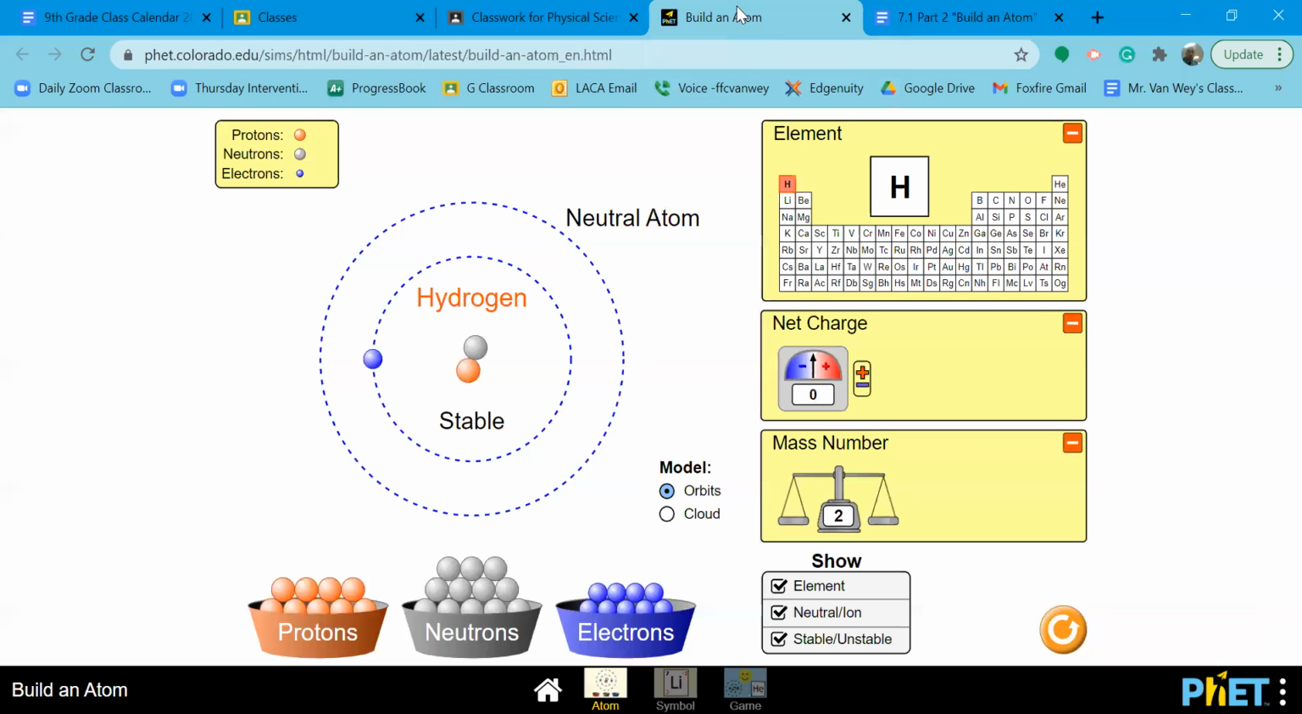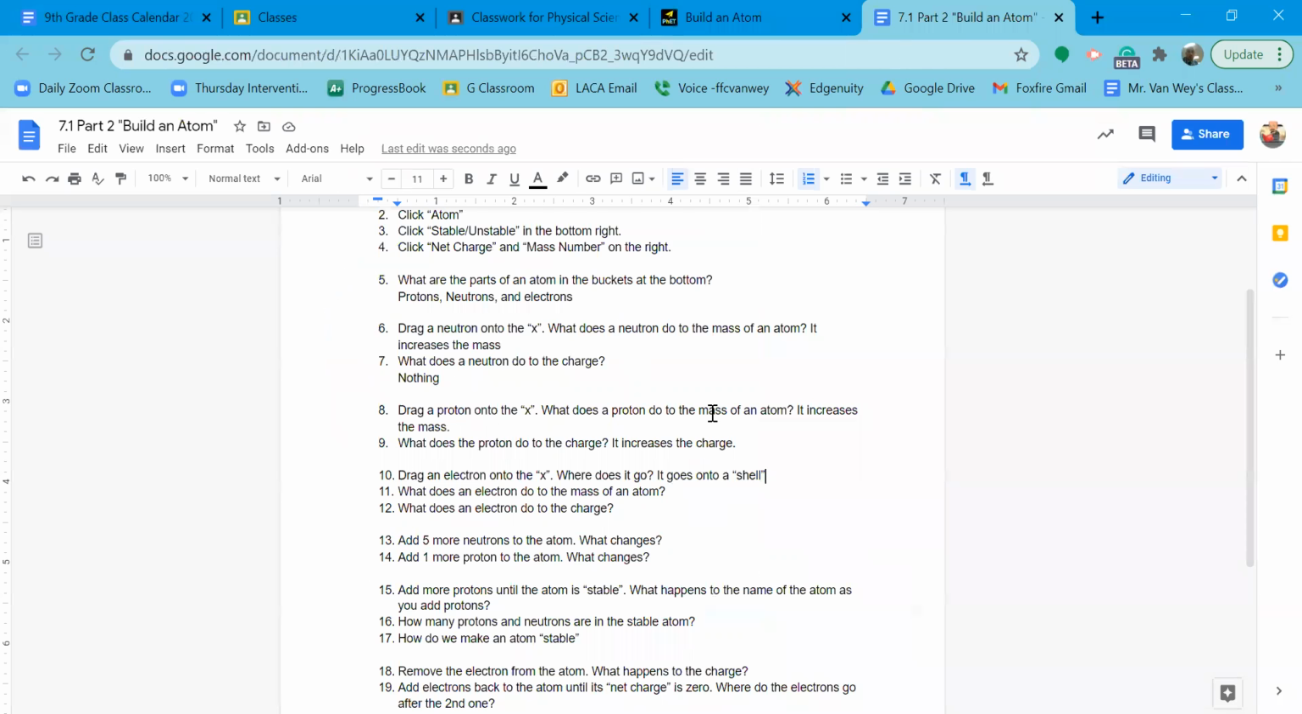Next, we need to look, what does an electron do to the mass of an atom? So here we're looking at the mass number, right? We put an electron on there. It doesn't change the mass. So electrons don't change mass, or from the earlier notes, we know that technically they do, but for our purposes, electrons have no mass, right? So the electron does nothing to the mass of an atom.